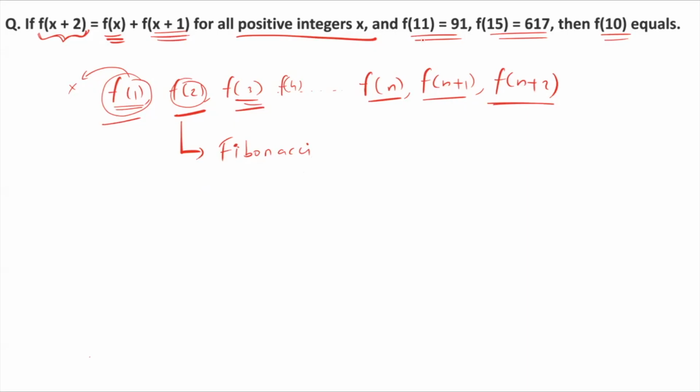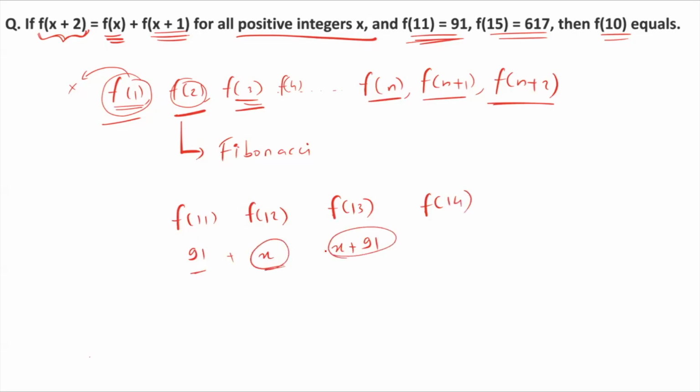Okay, now we have been given f of 11 is 91. Just write f of 11 here as 91. Let me suppose f of 12 is equal to x. By our definition, f of 13 will be x plus 91, right? The given term will be the sum of the two previous terms. Similarly, I could figure out f of 14 also. f of 14 will be the sum of these two terms: x plus 91 plus x, which is 2x plus 91. And by the same logic, we can figure out f of 15 also.